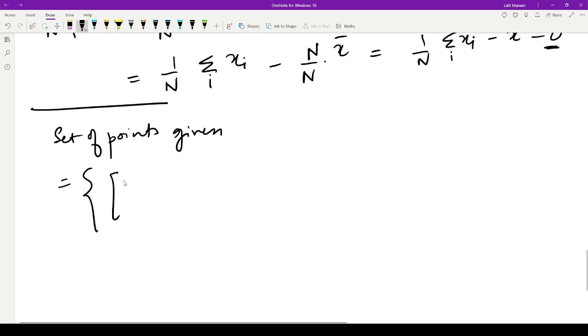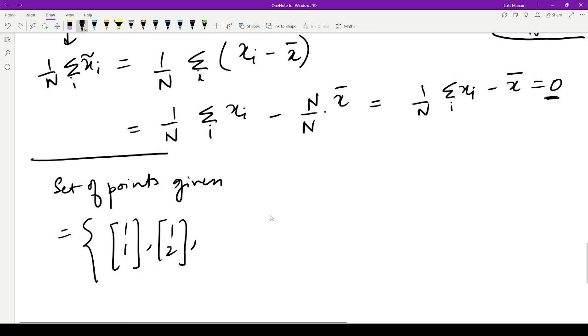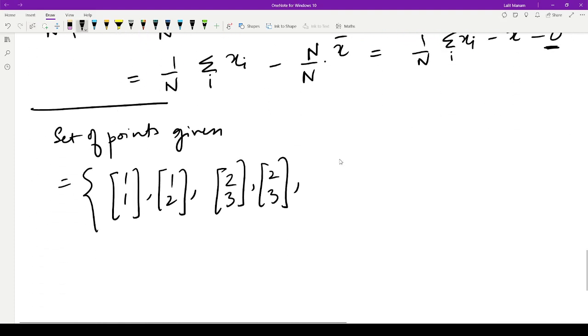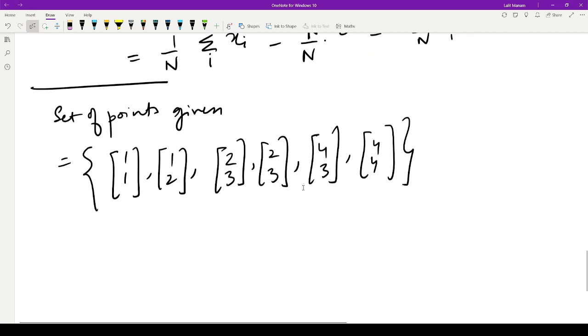1, 1, 1, 2. Next is what? This is 2, 3 and 3, 2. Then 4, 3 and 4, 4. That's it, right? Okay. So now, given the specific algorithm, we'll blindly do it.